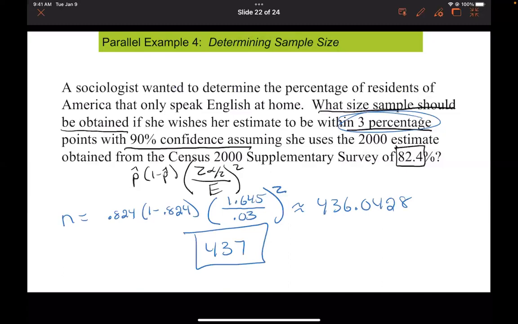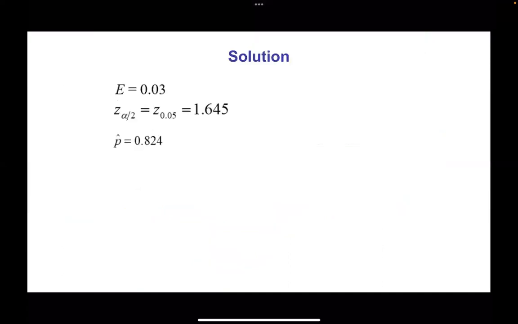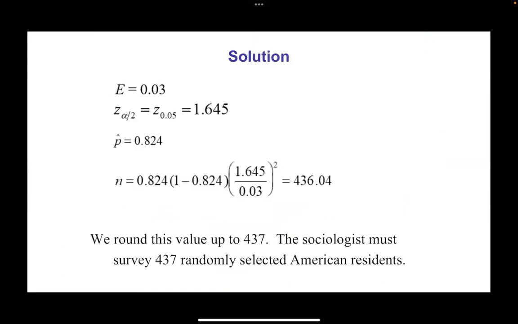Questions? All right. Hey, look, they did the math also. They got the same thing as us, so we're good. All right.